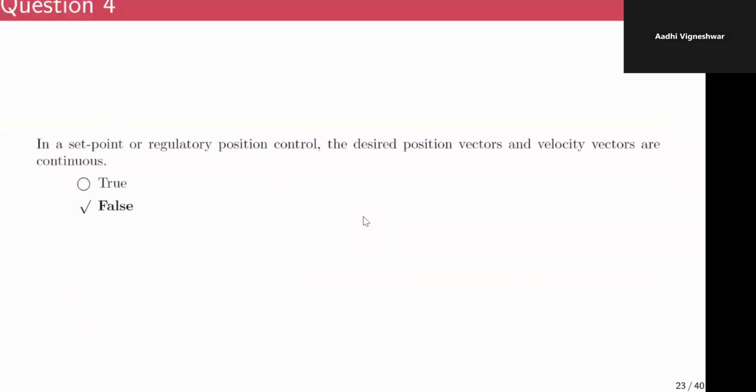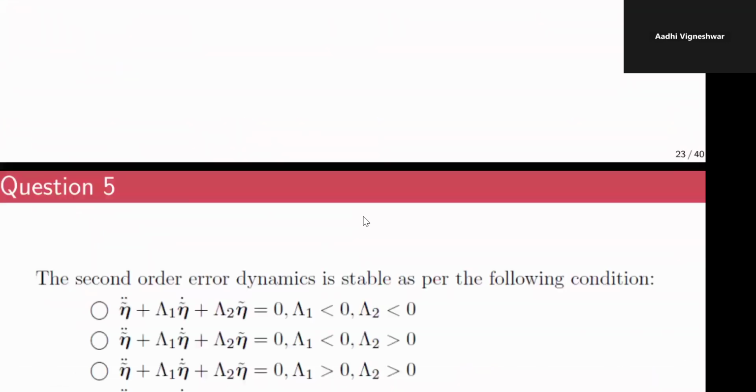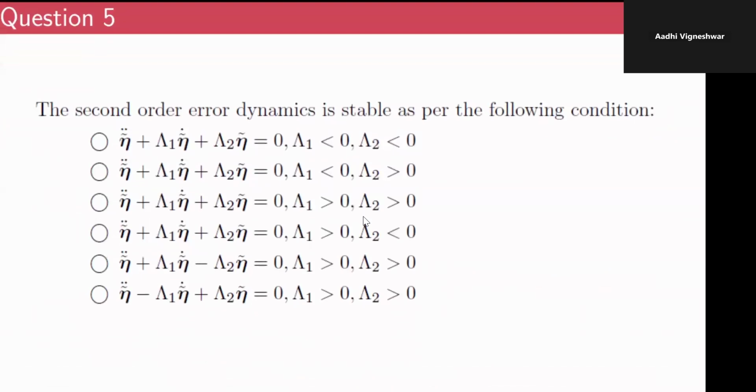Okay, so the answer for question 4 is indeed false. And moving on to question 5. The second order error dynamics is stable as per the following condition. So which of the following conditions would ensure that the second order error dynamics would be stable?